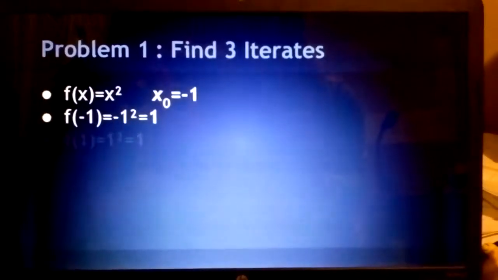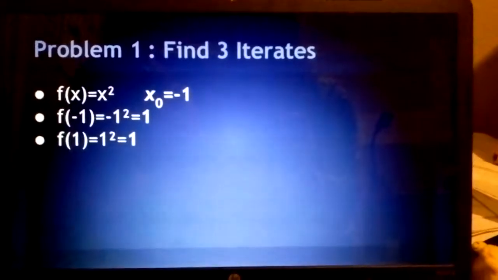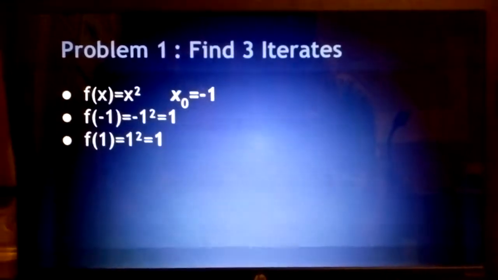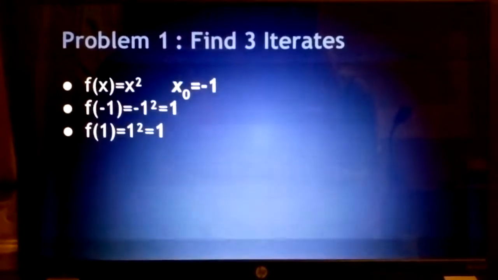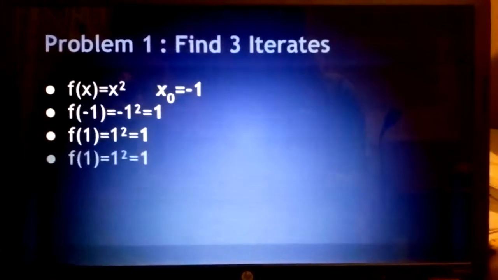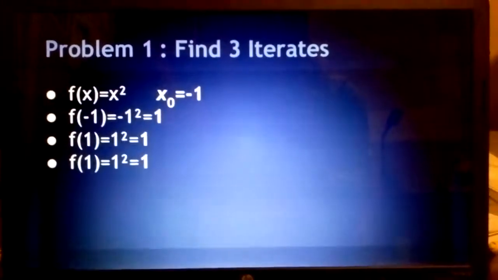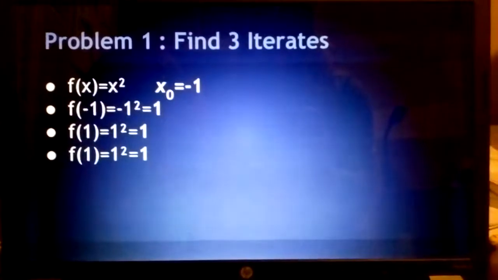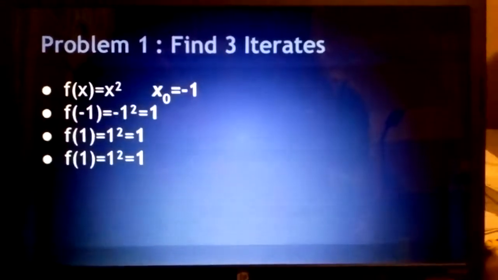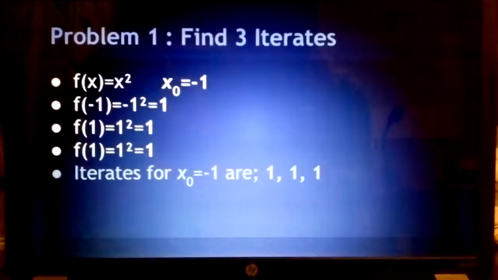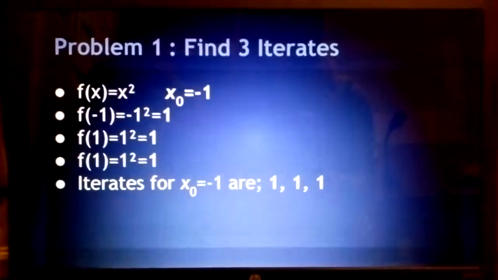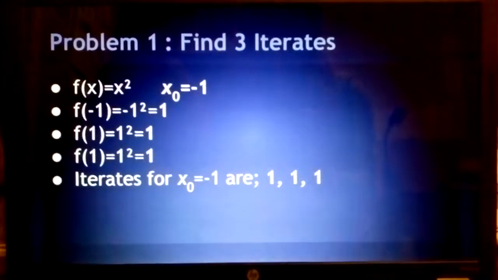That's the first iterate. Then you plug the first iterate you got into the equation again. So f of 1 equals 1 squared equals 1. So the second iterate is 1. Then you plug that again into it for the last and third iterate, which is 1 still. And you equal 1 squared, which is 1. This means that the iterates for x to the 0 equal negative 1 are 1, 1, and 1.